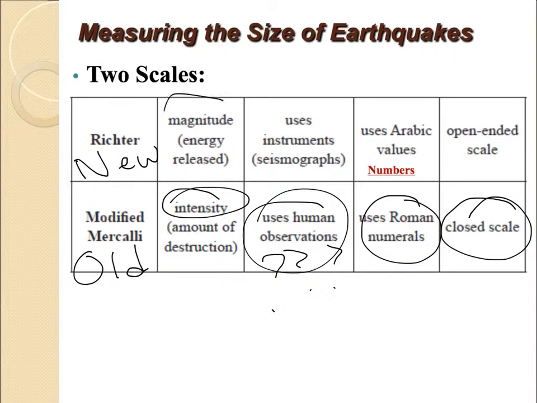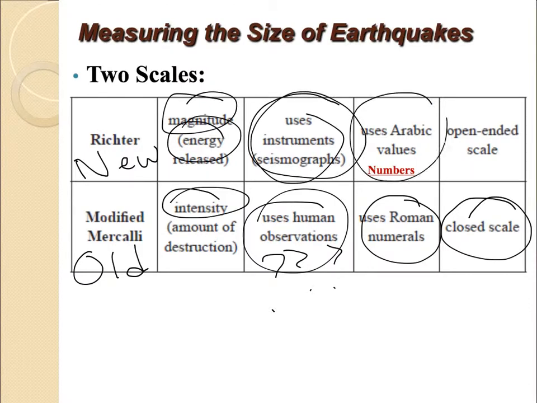The Richter scale is based on magnitude, which is the amount of energy released. It is decided upon using special instruments called seismographs. It uses regular numbers that we use every single day, and the scale is left open just in case we someday get an earthquake that's way bigger than we've had in the historical past.